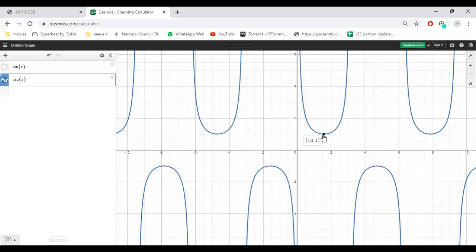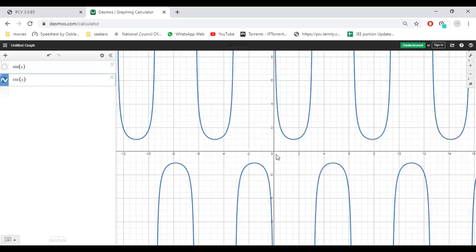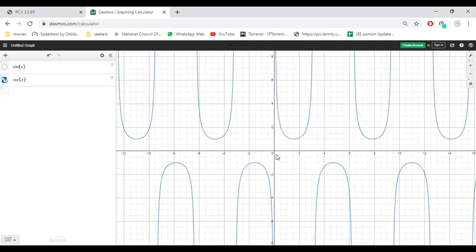Minimum point was here, 1. And here the maximum point is -1. This will be the minimum point, this will be the maximum point. And then it is moving to infinity. Here also it is moving to infinity, here also to infinity, here also to minus infinity, here also to minus infinity. And if you see this part from here till here, then again it is repeating, and then again it is repeating.